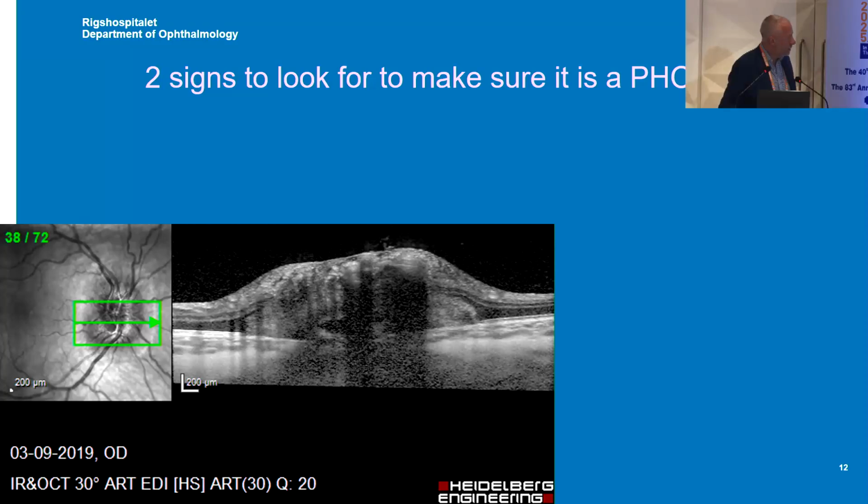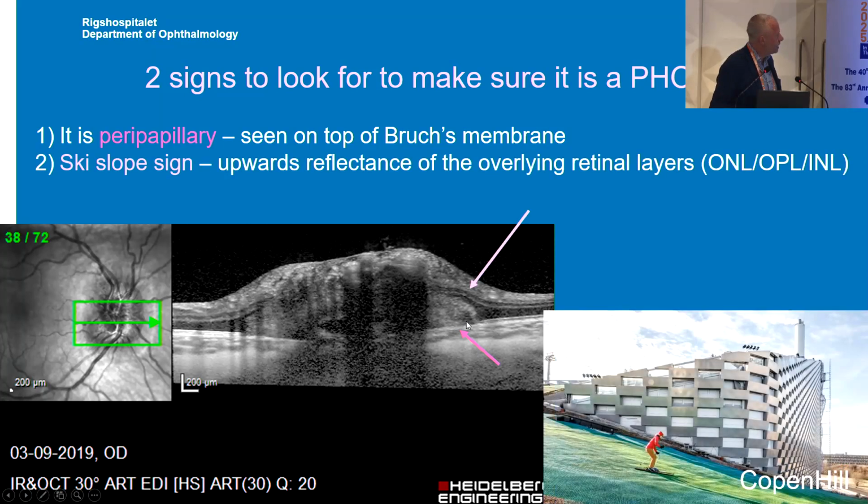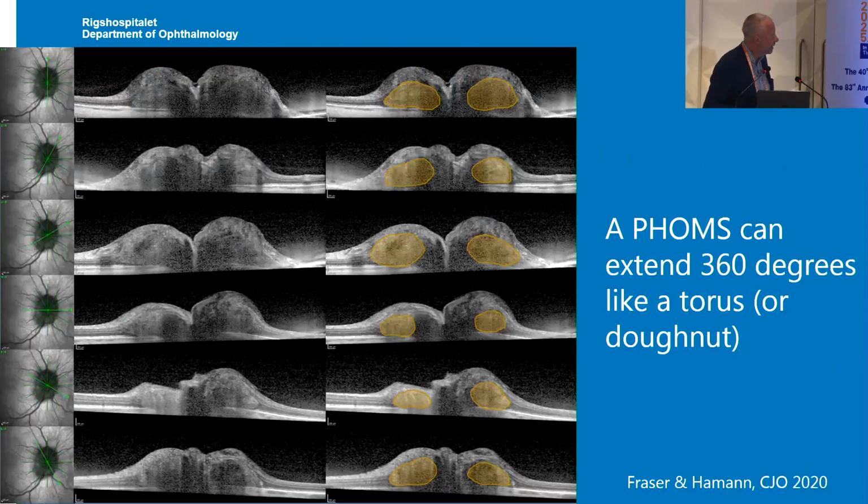So there's 2 signs to look for to make sure it's a FARMS. First, it has to be peripapillary, so you have to be able to see Bruch's membrane underneath the structure, and then you have this ski slope sign. You have the retinal layers above the FARMS that get diverted upwards like a ski hill.